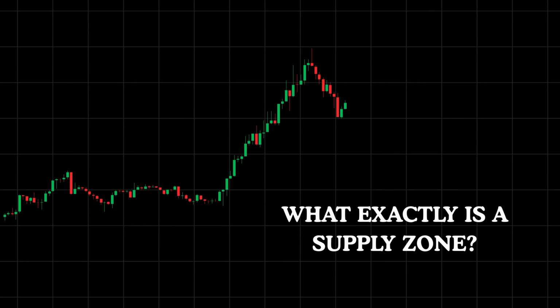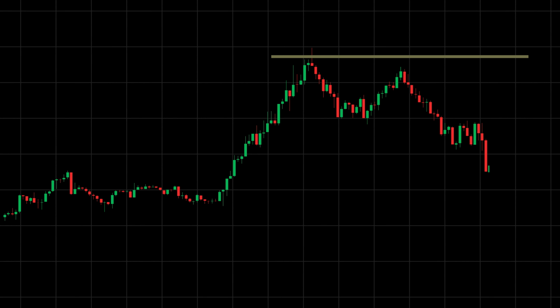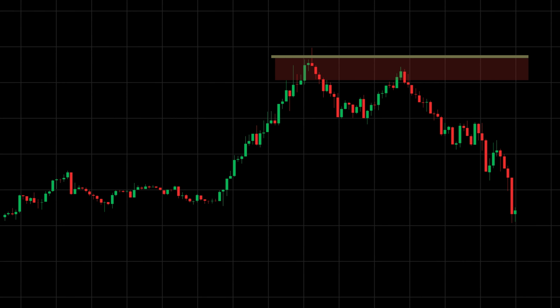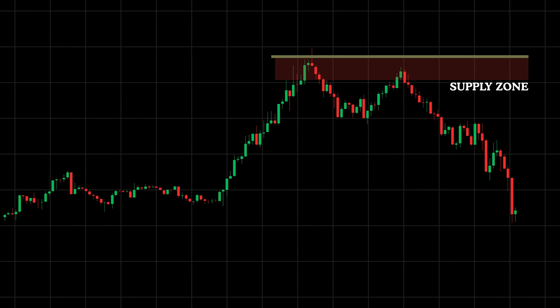So, what exactly is a supply zone? Here, on this chart, we have an initial resistance level, and we expect the price to approach this level again and reverse from there. However, when the price rose again, it reversed before reaching this point. The price reversal took place from this supply zone, the red-colored box, which indicates our supply zone and caused the price to drop from here.